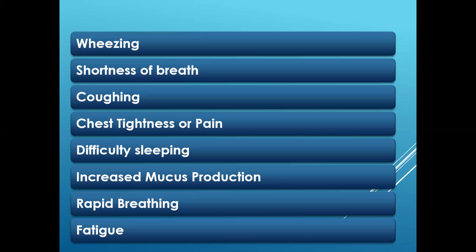Another symptom is chest tightness. The individual may experience a feeling of tightness or pressure in the chest, which can be uncomfortable for the patient. Then increased mucus production. This mucus blocks the airways and can lead to productive cough. The person also may have difficulty sleeping, because if it happens in the night, as the person is coughing, wheezing, and having shortness of breath, the person cannot sleep very well.